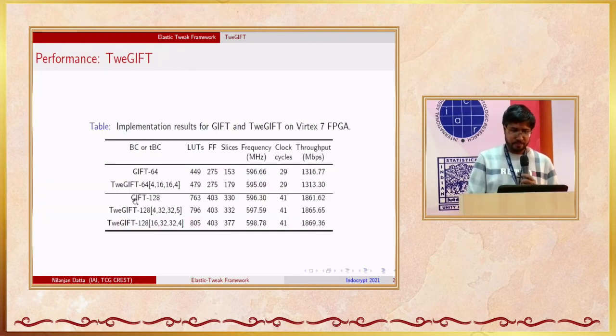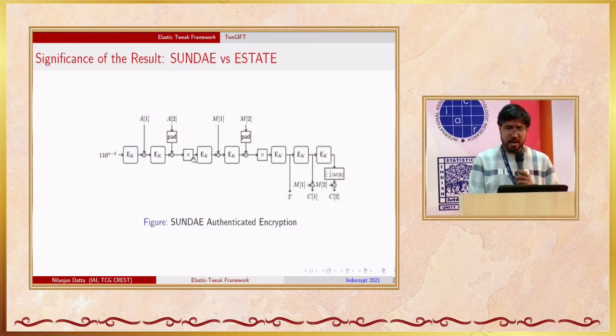This is why we follow the rule that we inject the tweaks in the least significant bits. So this is more or less similar to AES and TWEAES; if you look at GIFT and TWEGIFT, you can have similar results. So here 449 to 479, and here 763 to 796 and 805. So with a very minimal area overhead, at the cost of very minimal overhead, you can process short tweaks.